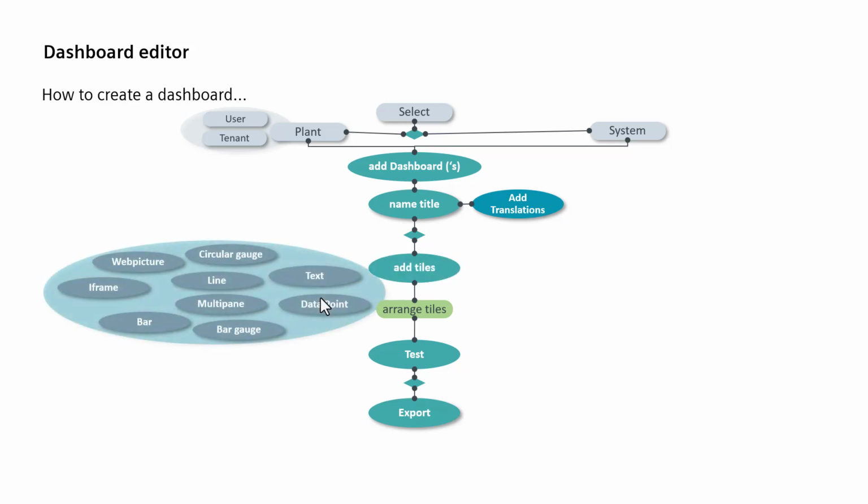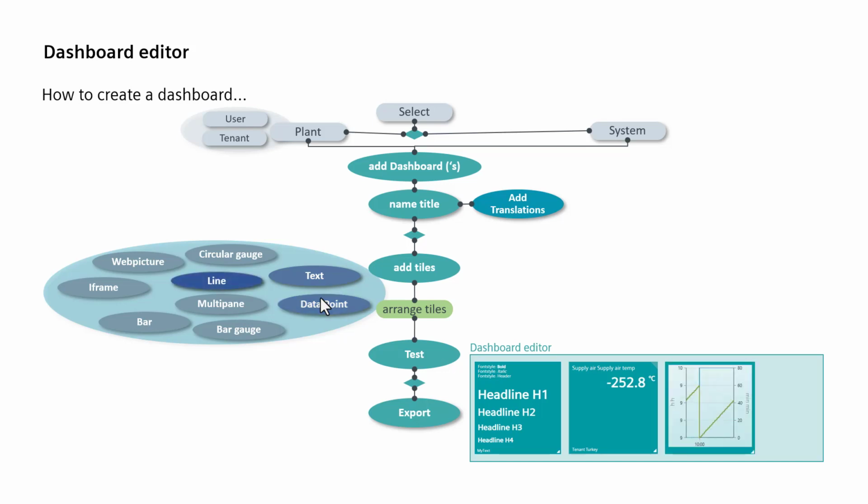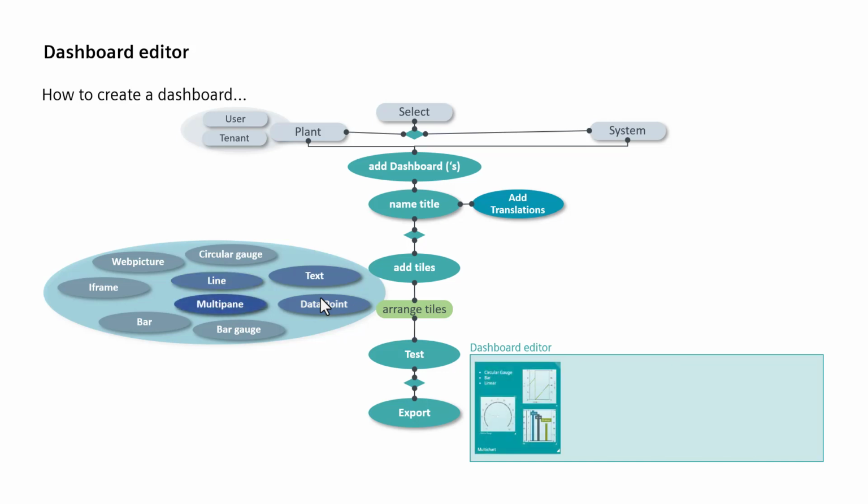The creative work starts with adding tiles to the dashboard to represent the plant information. Let us have a brief overview. Starting with the text tile, it shows individual free text in various font sizes. The data point is showing values from the plant, such as a temperature. The line chart is showing the trend values over a period of time. Several line charts can be combined into a multi-chart pane. The values will be displayed in a trend line view.